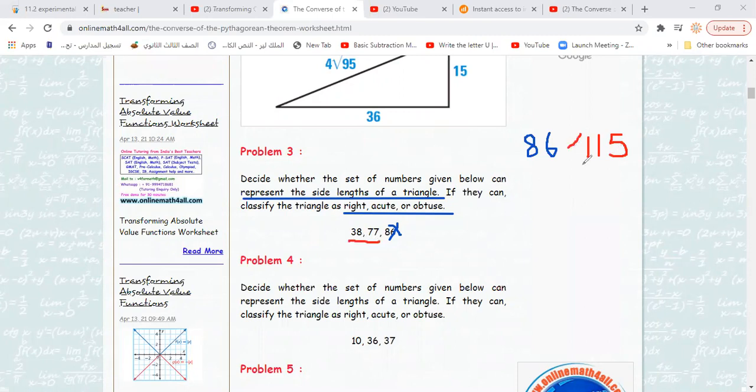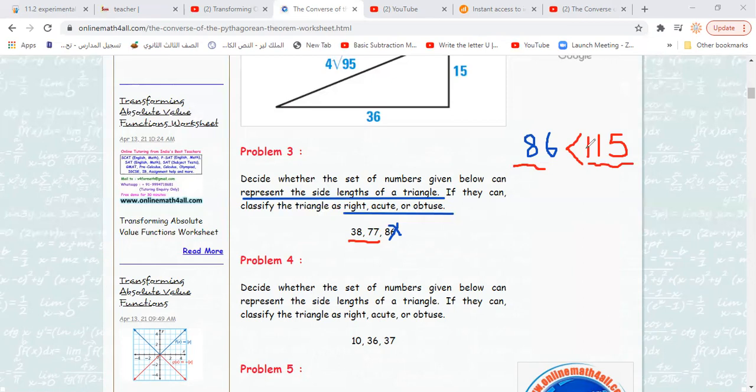So if the sum of those two sides is greater than the third side, then these numbers represent a triangle. If you want to know if this set of numbers represents a triangle or not, we will add the two numbers together. We will put the largest number on the left-hand side.